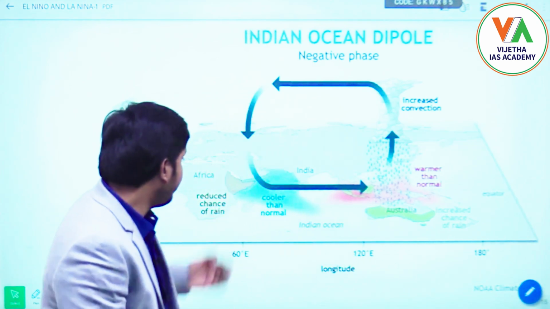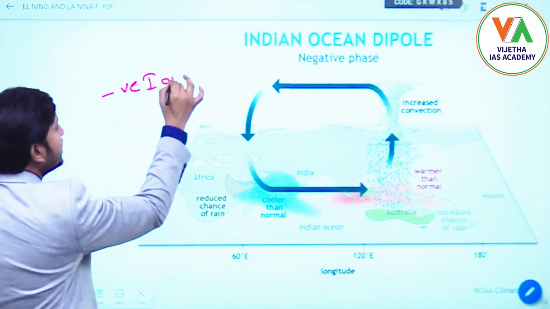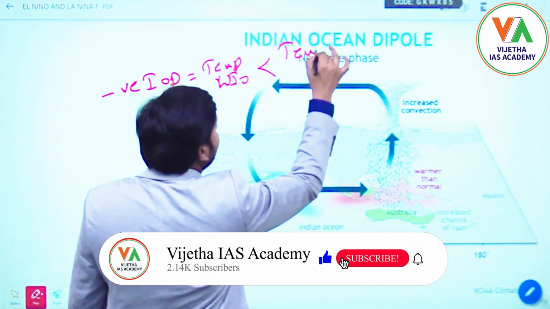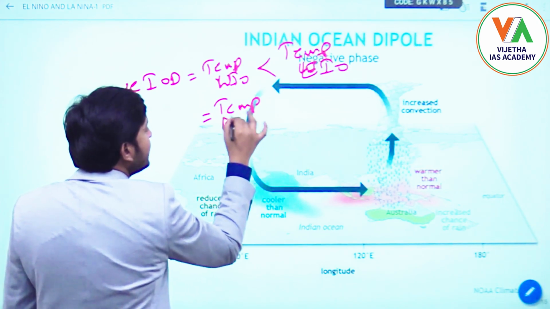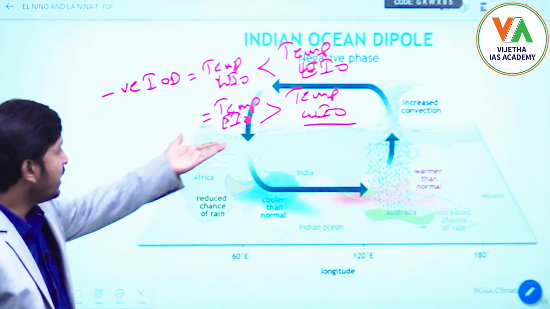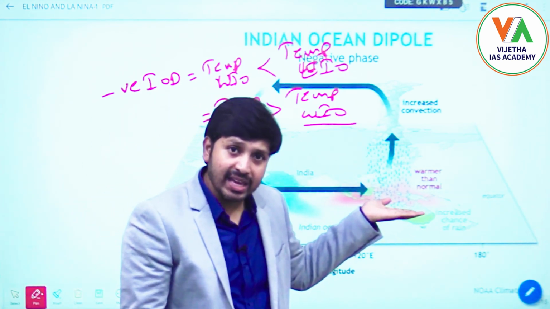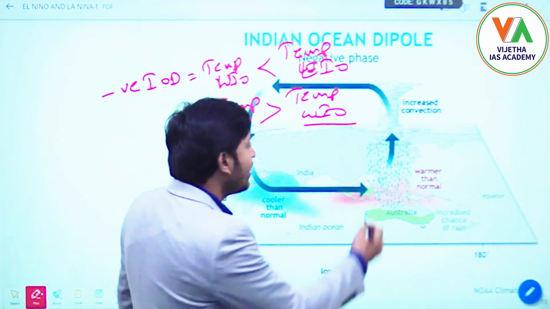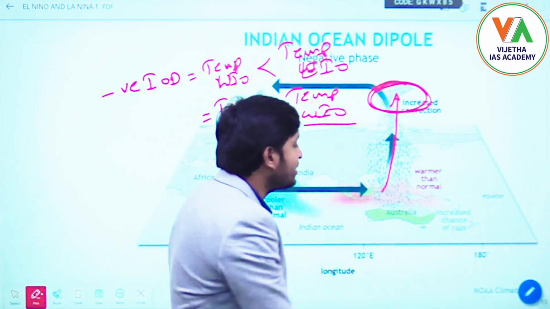the temperature difference negative Indian Ocean dipole means the temperature of Western Indian Ocean is less than the temperature of Eastern Indian Ocean, or I can write this equation as temperature of Eastern Indian Ocean is greater than temperature of Western Indian Ocean. Okay, so if you see, temperature of Eastern Indian Ocean is higher and temperature of Western Indian Ocean is lesser, and as temperature is higher here, the air that is in contact with the surface water will become warmer, it will expand, it will try to rise, okay, and in the process of rising it will become cool, condense, and finally it will give rainfall on this entire Australia and Southeast Asia.